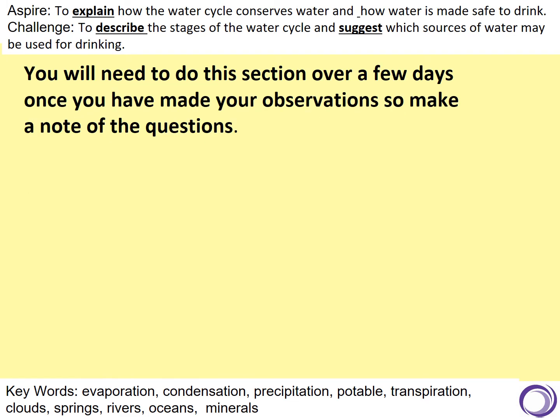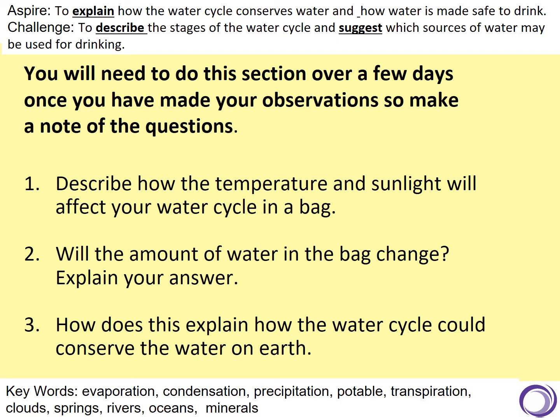So you'll need to do this section over a few days, and once you've made your observations, you can make a note of these questions that you're going to have to answer. So, describe how the temperature and sunlight affects your water cycle in a bag. Will the amount of water in the bag change? That'll be a yes or no answer, but I want you to explain why you've said yes or no. And number 3, how does this explain how the water cycle could conserve the water on Earth?